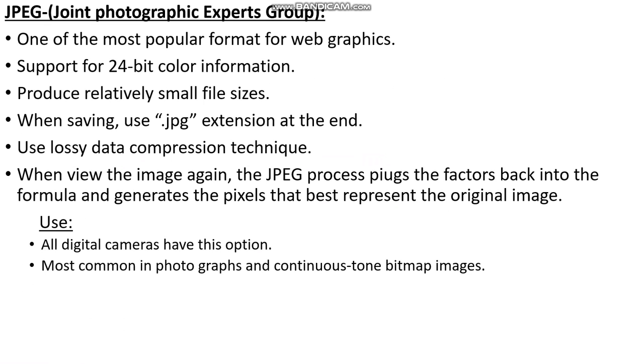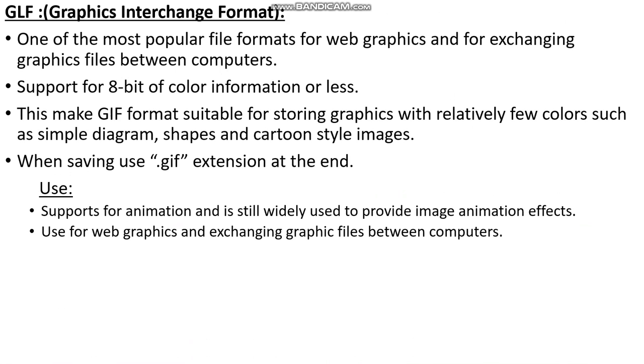JPEG, Joint Photographic Experts Group, is one of the most popular formats for web graphics, supporting 24-bit color information and producing relatively small file sizes. All digital cameras have this option. It is most common in photography and continuous tone bitmap images.